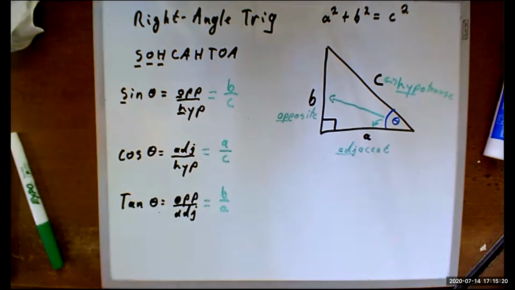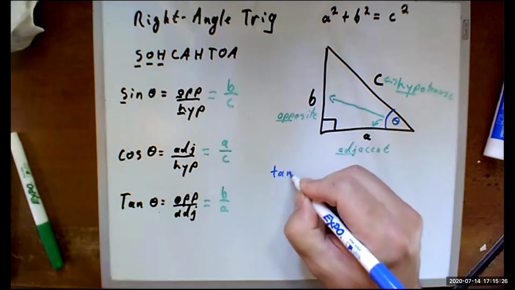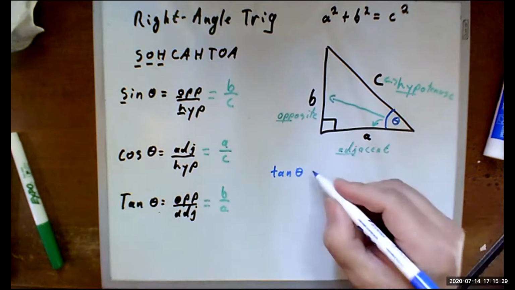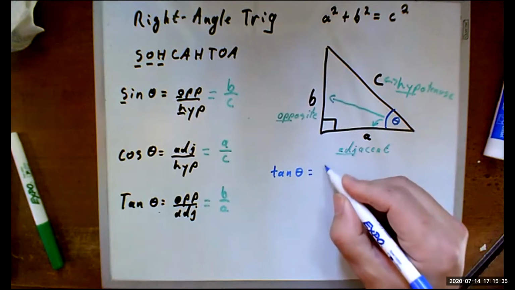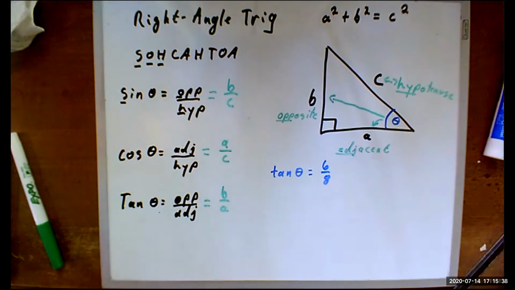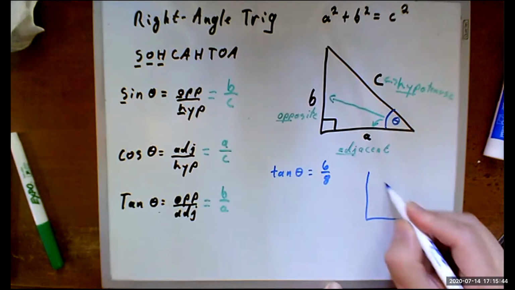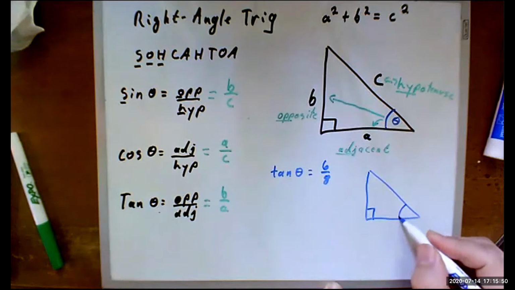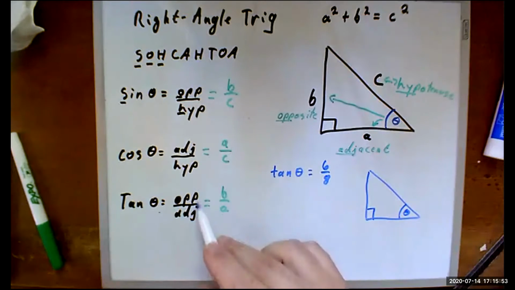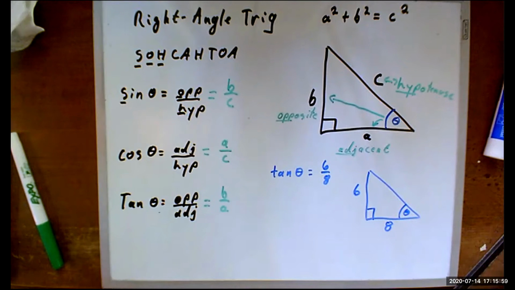Keeping this information here. So, something comes along, and we're being told that the tangent of theta on some triangle is equal to, let's go with 6 over 8. With that information, we're going to draw a triangle. It doesn't matter where we put theta, so I'm going to put theta in this corner. Tangent is opposite over adjacent, so the opposite has to be there, the adjacent has to be there because of where our angle is.